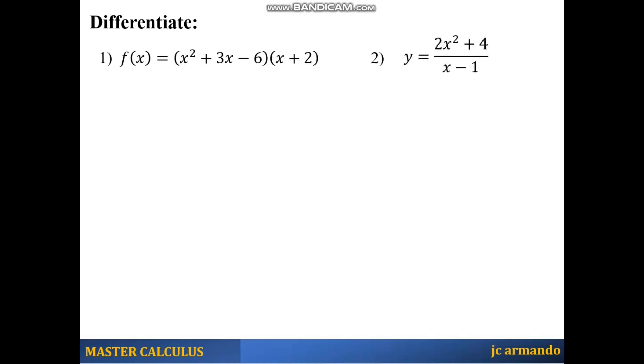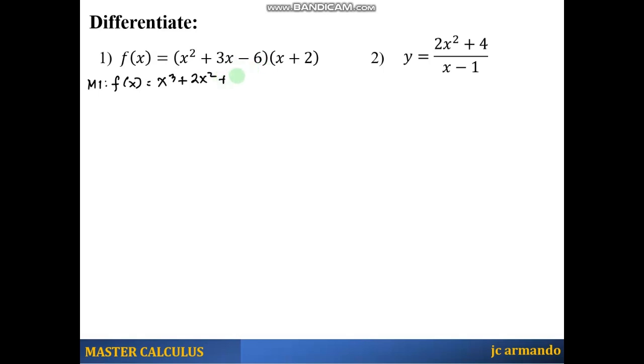Next. About f of x equals x squared plus 3x minus 6 times x plus 2. If we use multiplication before we use the product rule. Okay, method 1. We can multiply first. So we have x squared times x, x cubed, x squared times 2, 2x squared.